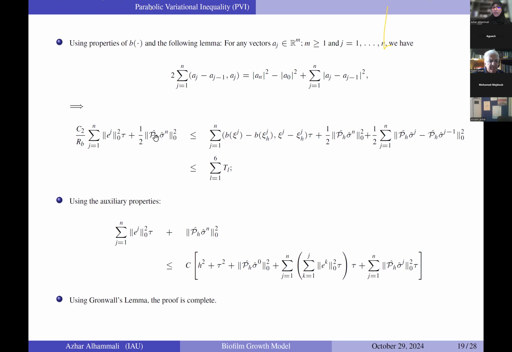Okay, so this is the error in xi. And this is the projection of the error in the flux, okay? So these two norms are less than or equal to some terms. To estimate these terms, we use the auxiliary properties, the Cauchy-Schwarz inequality, and the epsilon inequality. By some appropriate choices of epsilons, we get this inequality, and now the proof is completed by using Gronwall's lemma.